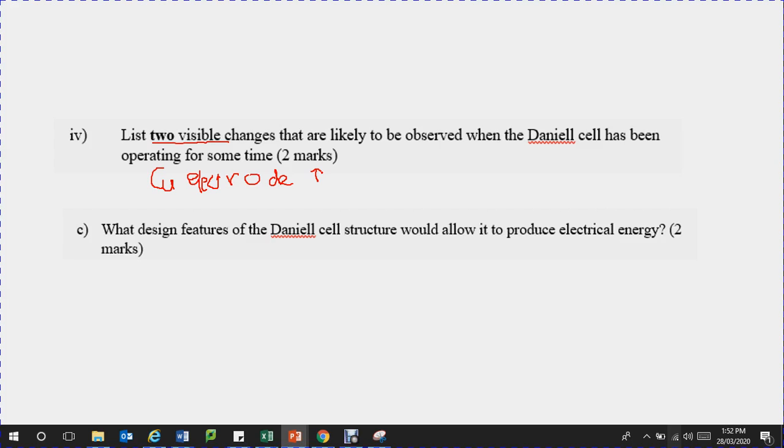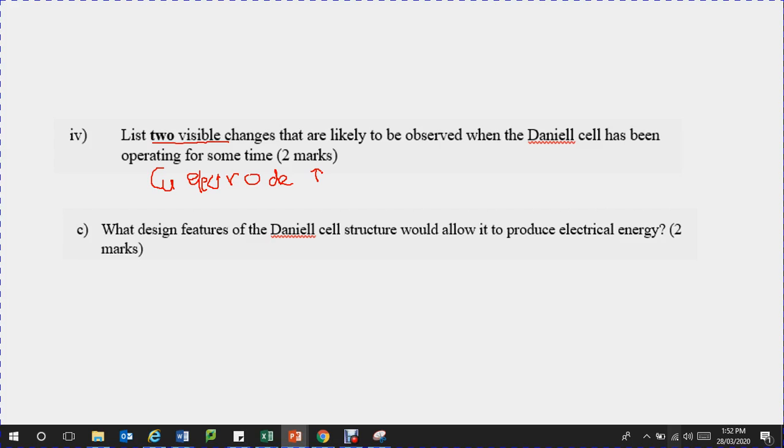You needed to say that it was something visible. So if I said the copper electrode mass increases, that's not something that I can visibly see. If I kept it simple like this, copper electrode increases in size, that is something I could visibly notice during the experiment.